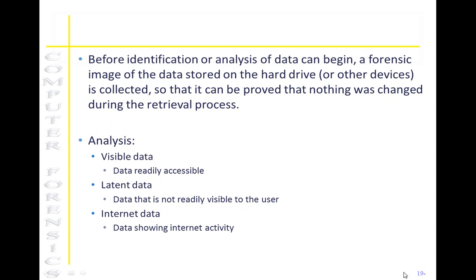Before identification or analysis of the data can begin, a forensic image of that data stored on the hard drive must be done and collected, so that it can be shown that nothing else has changed to that computer or to that data during the retrieval process. Once the copy has been made of that data from the hard drive, the analysis can actually begin. And this is going to involve typically looking at visible data, latent data, and in some instances, internet data.